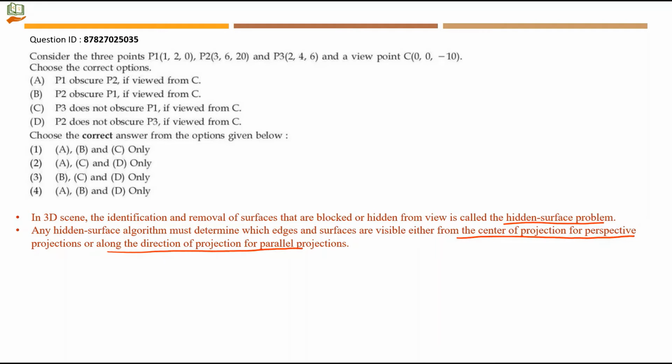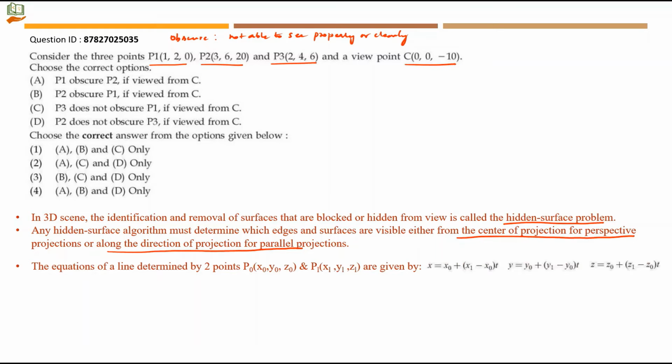So here you have a term called obscure. Obscure means not able to see properly or clearly. They are given 3 points P1, P2 and P3 and a viewpoint C. The equations of a line determined by 2 points P0 and P1 are given by x is equal to, then y is equal to and z is equal to. These are the equations of a line. So they are asking which point is actually visible and which is hidden.